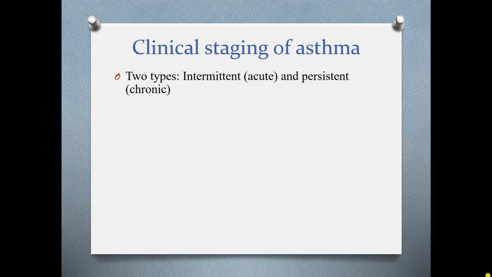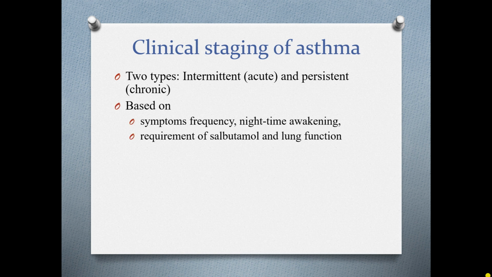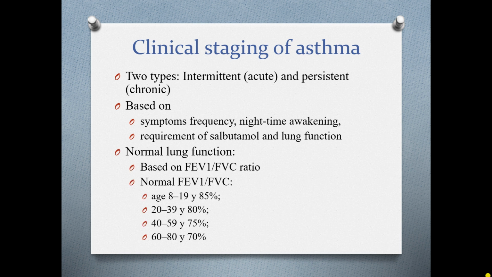Intermittent means that in certain patients episodes of bronchial asthma occur at less frequent intervals, like once in every 3-4 months or twice a year. That frequency is called intermittent or acute asthma. The second is persistent or chronic asthma, where the patient has an underlying disease with overall exacerbation. This classification is based on symptom frequency, nighttime awakening, requirement of salbutamol, and level of lung function.